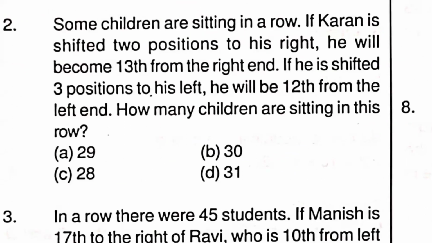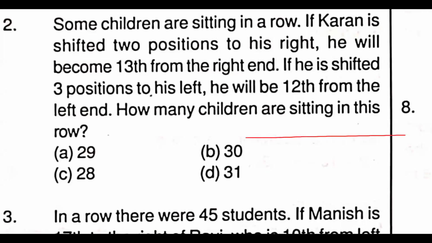Okay, I'll just start it and then you can continue. Just try it. What is given to us? There is a row. There are some children sitting. And suppose, let us say a random position, that here Karan is sitting. Karan is sitting over here.